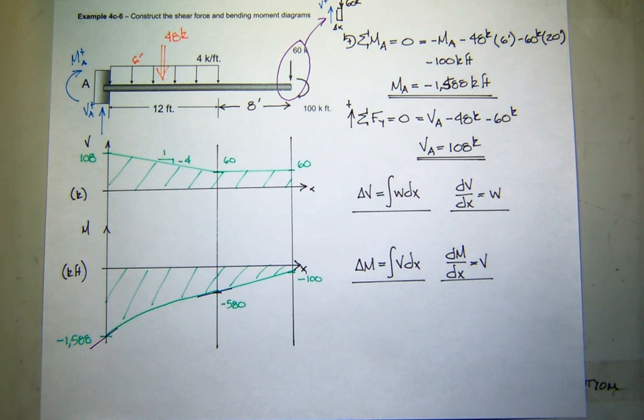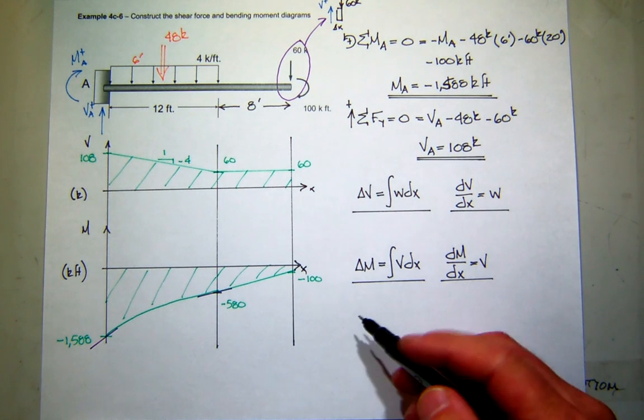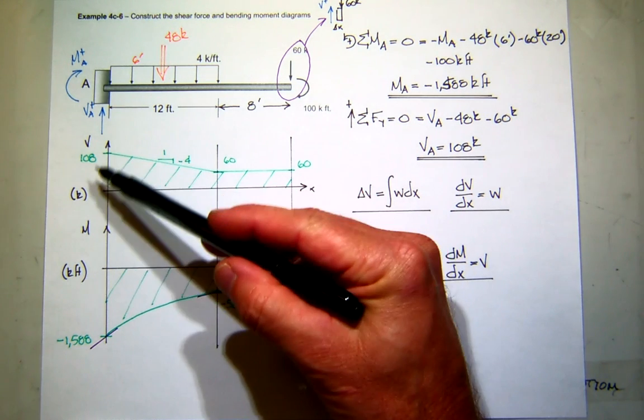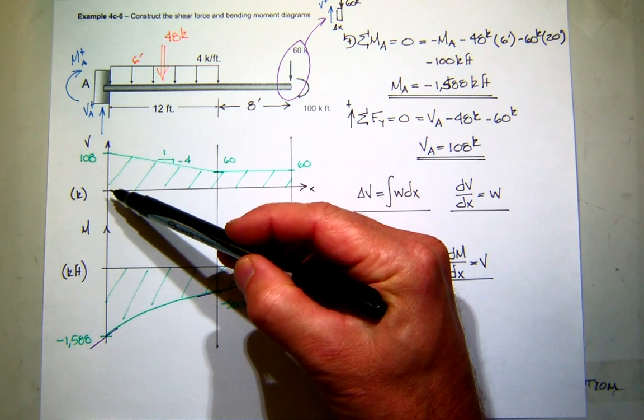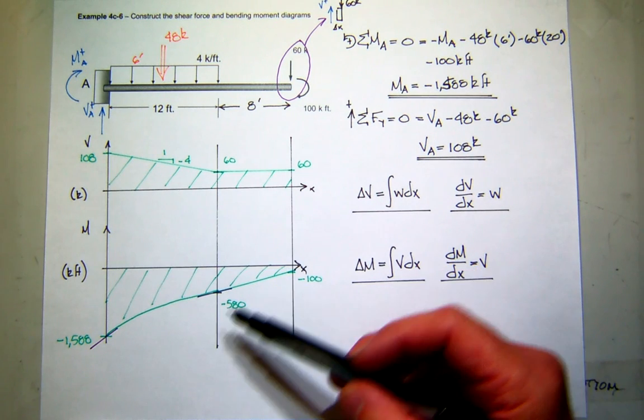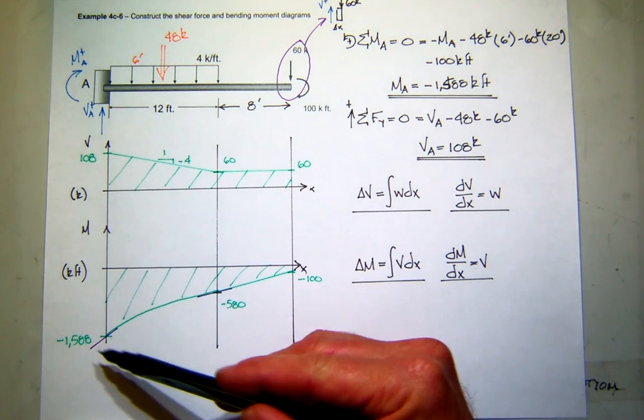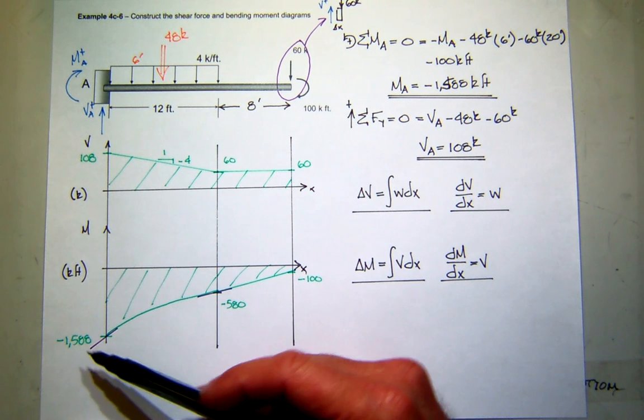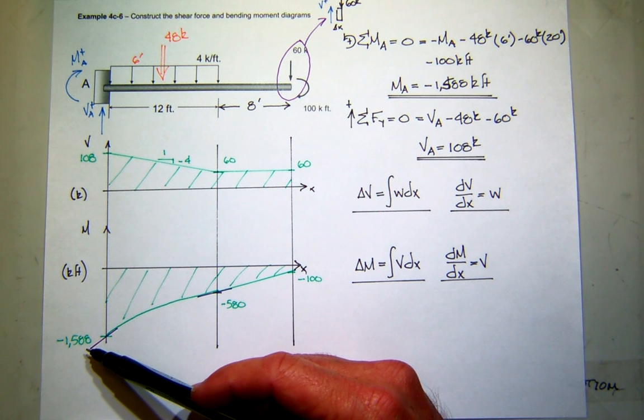So again, as a designer, what would you be interested in here? Where's the maximum shear? Well, as you might expect, it occurs at the cantilever. It's 108. And what's the maximum bending moment? As you would expect, it occurs at the cantilever, and it's fairly large, 1588, negative.